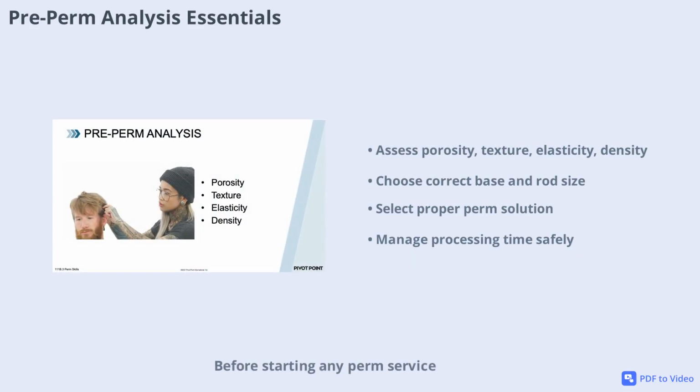Before starting any perm service, a thorough pre-perm analysis is crucial. This involves assessing the hair's porosity, texture, elasticity, and density. By understanding these characteristics, you can choose the right base and rod size for optimal curl development, select the most effective perm solution, and manage processing time safely. This careful analysis ensures that each perm is tailored to the client's unique hair needs, minimizing risks and maximizing results.